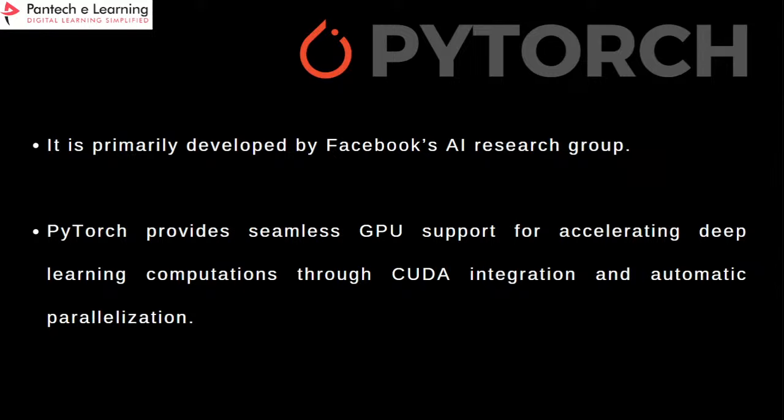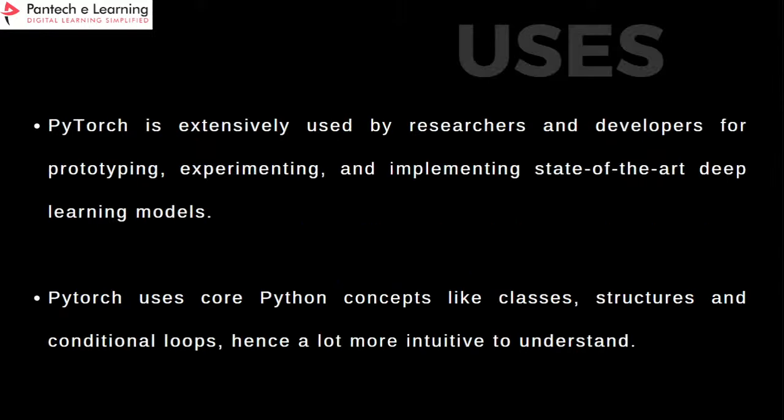PyTorch is extremely useful for researchers and developers for prototyping, experimenting and implementing state-of-the-art deep learning models. For ease of use, if you are going for a final idea, you could go for TensorFlow. But especially if you want to research, develop, experiment and prototype, you would mostly prefer PyTorch. PyTorch uses core Python concepts like classes, structures, conditionals, loops and all, so it is more intuitive to understand, but a lot of things that are directly called in TensorFlow, here you will be creating manually, like creating a class and a model, or creating a training loop by manually configuring a for loop. A lot of things you have to do here.